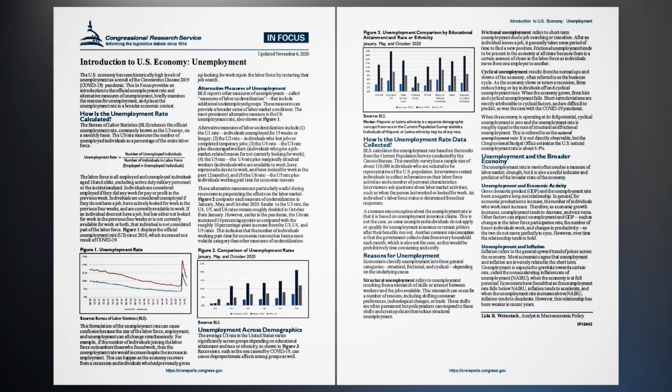How is the unemployment rate calculated? The Bureau of Labor Statistics (BLS) releases the official unemployment rate, commonly known as the U3 series, on a monthly basis. The U3 rate measures the number of unemployed individuals as a percentage of the entire labor force. The labor force is all employed and unemployed individuals aged 16 and older, excluding active duty military personnel or the institutionalized. Individuals are considered employed if they did any work for pay or profit in the previous week. Individuals are considered unemployed if they do not have a job, have actively looked for work in the previous 4 weeks, and are currently available to work.